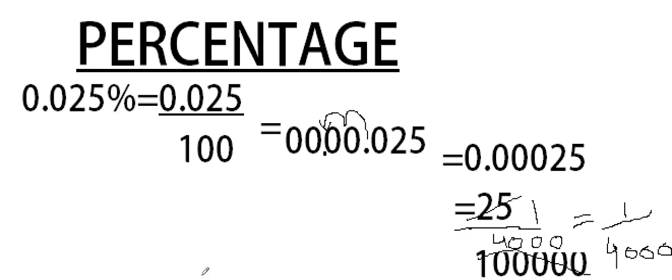Let's go with another example. Suppose you have 40.5%. Next example, 40.5%.